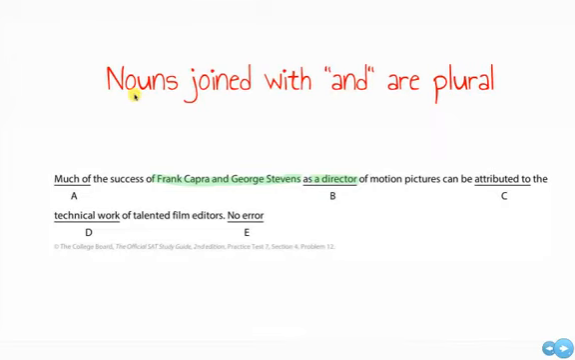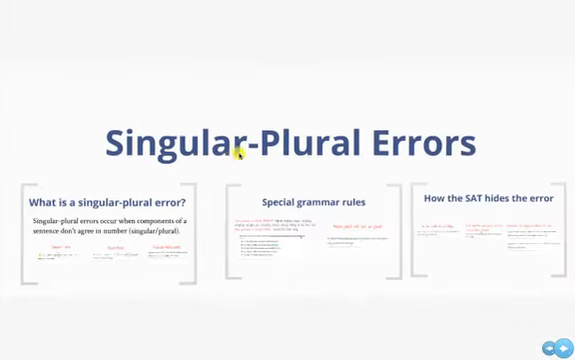Now, the other thing to note is that if you have a bunch of nouns and they're joined with "and," then they're plural. In this case, we have "much of the success of Frank Capra and George Stevens as the director of motion pictures can be attributed to the technical work of talented film editors." Now, "director" is singular, but it's referring to Frank Capra and George Stevens, which is plural. So this one, "as the director," needs to be changed to "as directors."